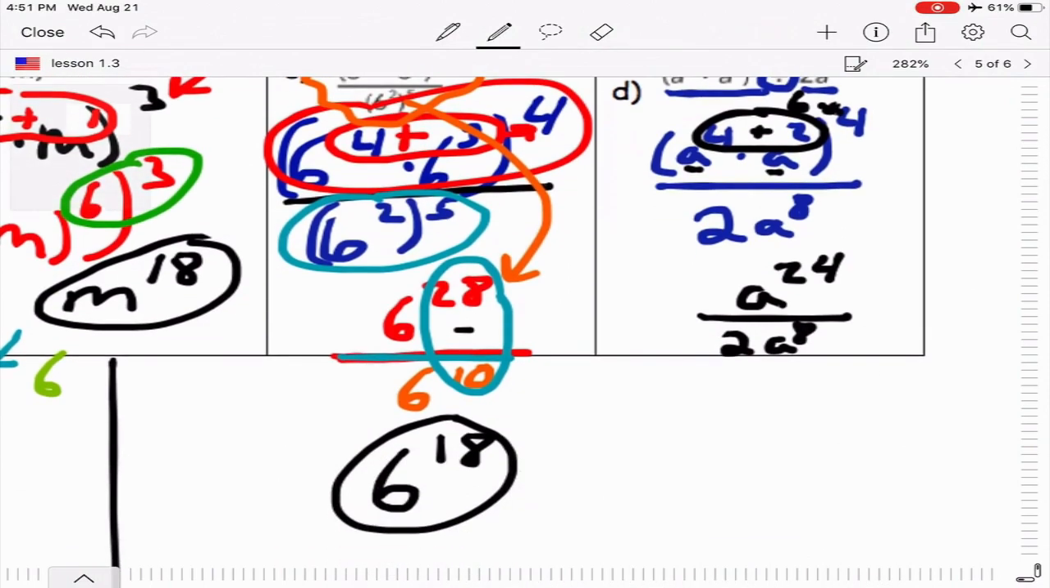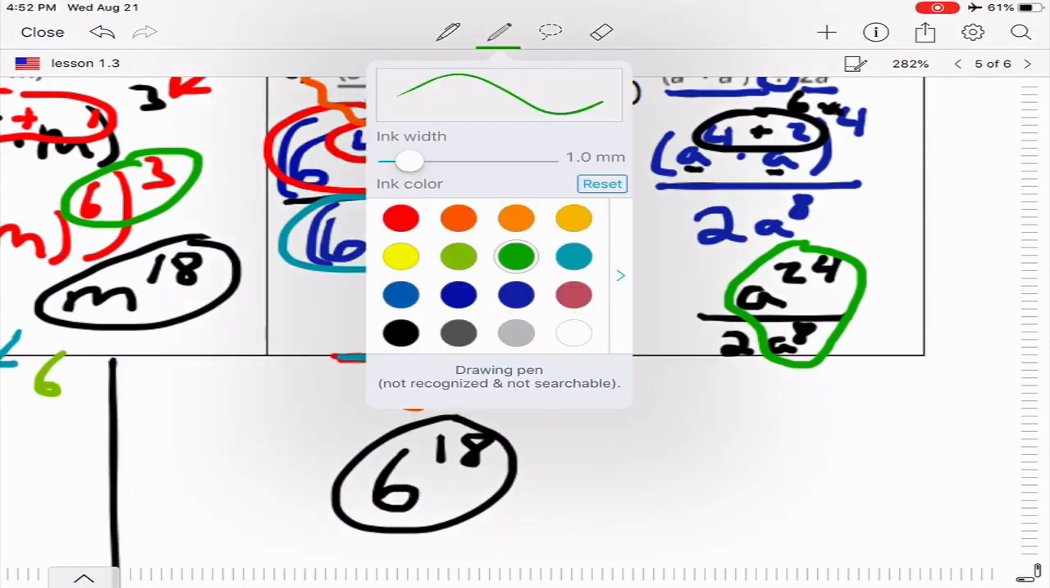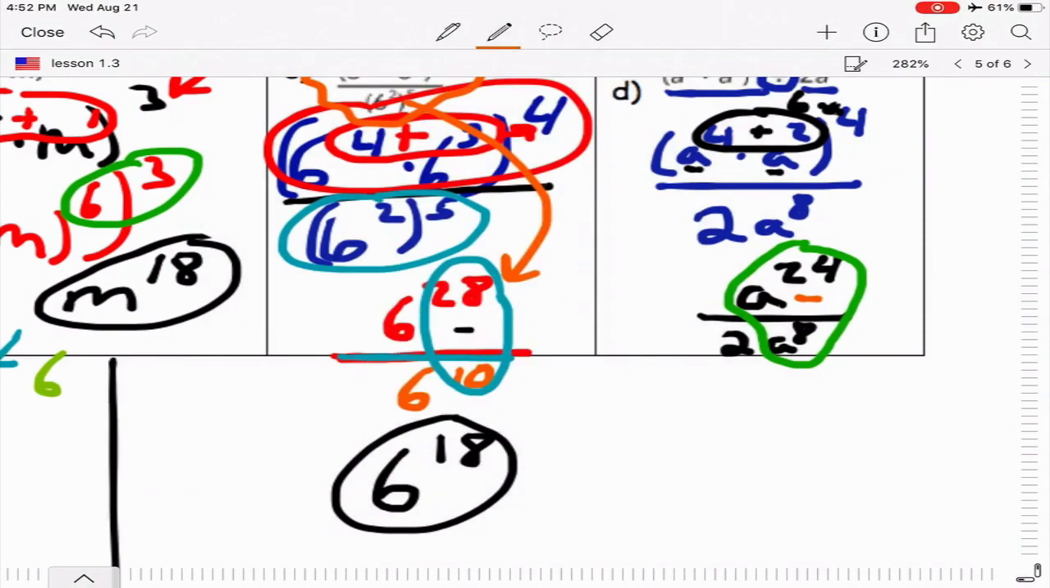Now you might think you're done, but you're not. In both parts here, they both have an a on top, a on bottom. So you got to focus on that. And the operation between the two a's is division. So whenever you divide the same bases, technically you subtract the exponents. So it's going to be a, and 24 minus 8 is 16.